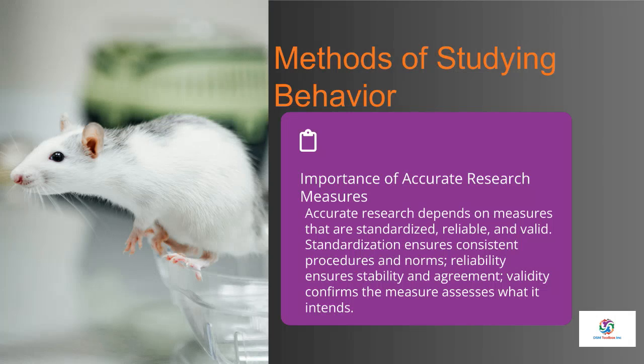When studying behavior, it's crucial to rely on research measures that are accurate and trustworthy. This means the methods we use need to be standardized, reliable, and valid. Standardization is about keeping procedures consistent across different situations, so everyone follows the same steps and comparisons are meaningful. Reliability refers to the stability and consistency of the results. If you repeat the measurement, you should get similar outcomes each time. Finally, validity is key because it ensures that the measurement genuinely captures what it's supposed to assess, rather than something unrelated. Together, these qualities form the foundation of sound research in behavior studies.